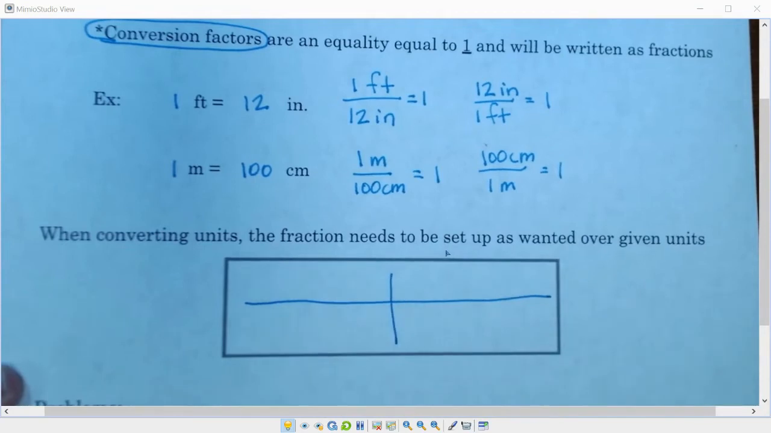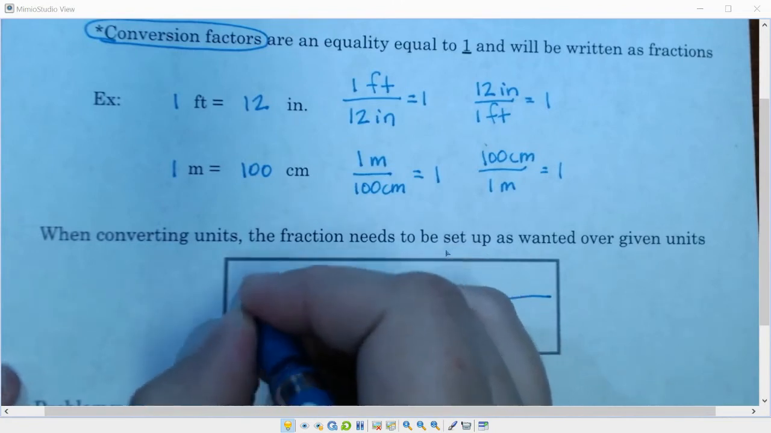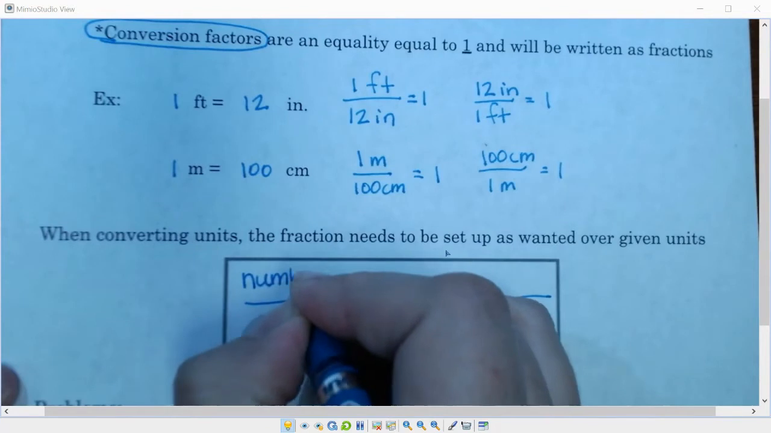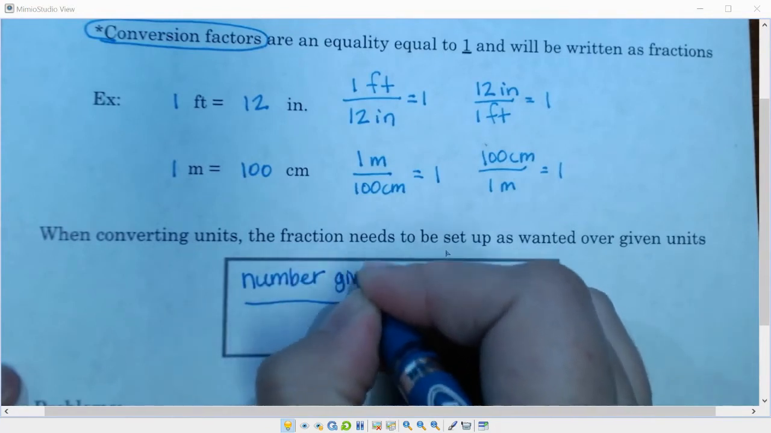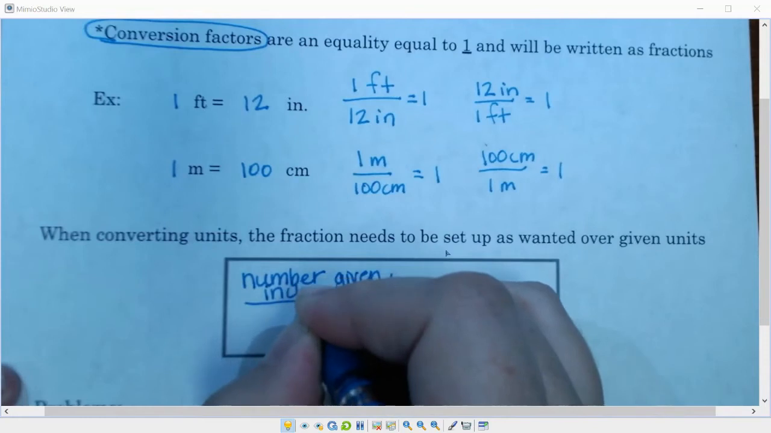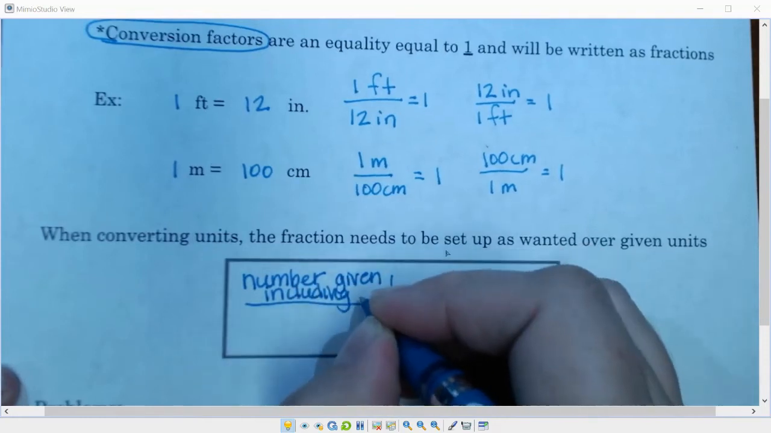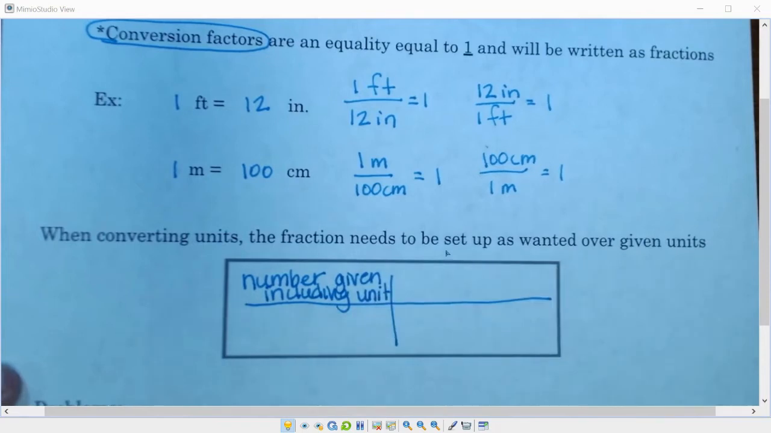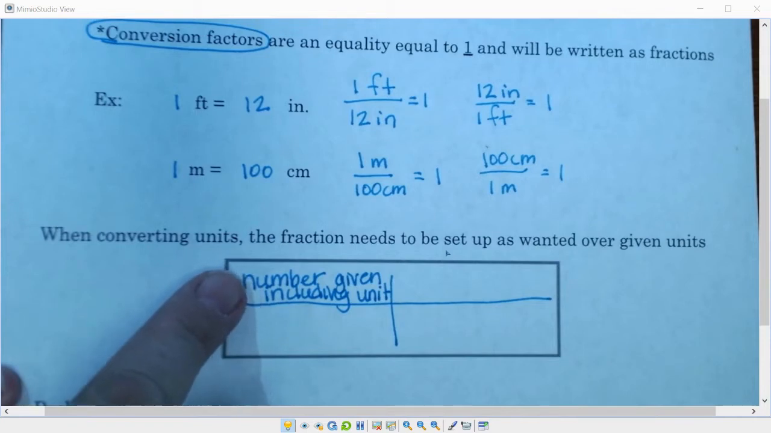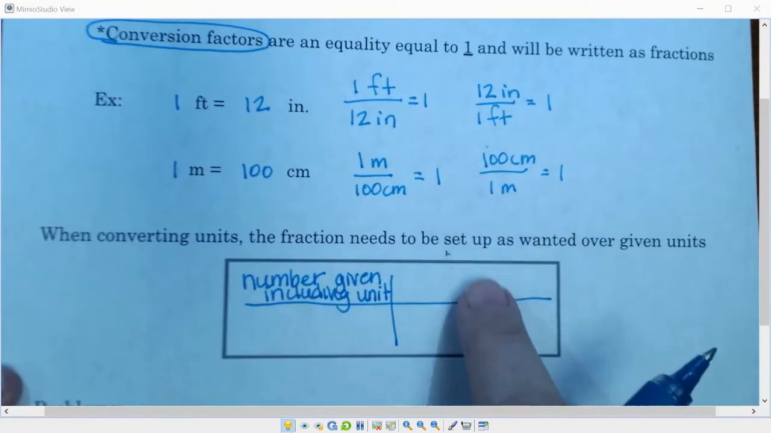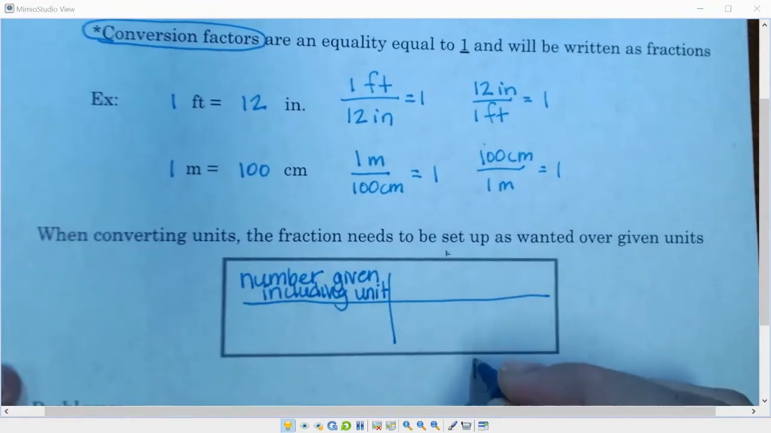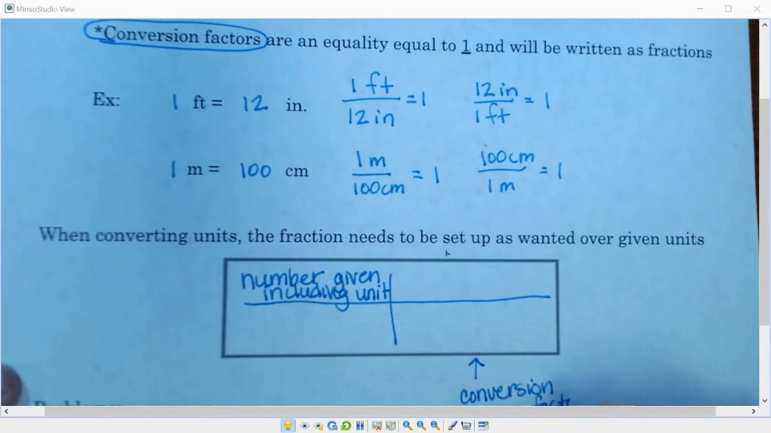So you just make like a little cross. And the first thing in the top left box is always going to be the number that you're given, including units. So that example that I said, I want you to convert 3.7 feet to inches, I would put that 3.7 feet here in this top left box. It's the number that I'm given, including units. And then in this next section, this is where I'm going to put one of those conversion factors. So a conversion factor goes here.